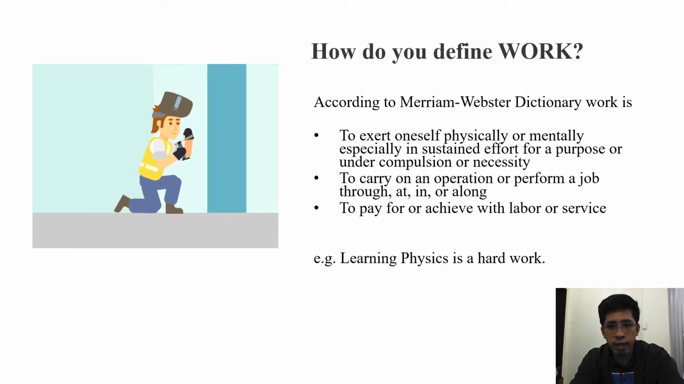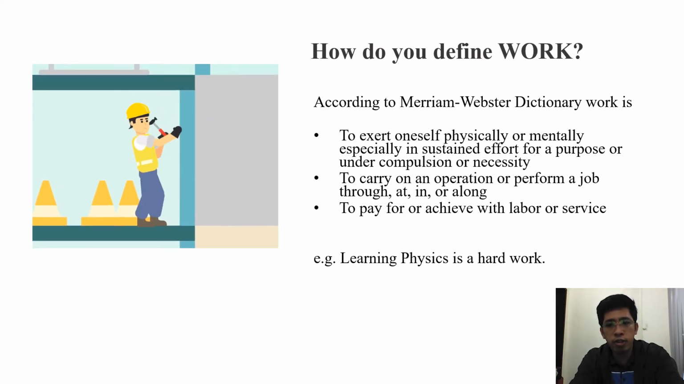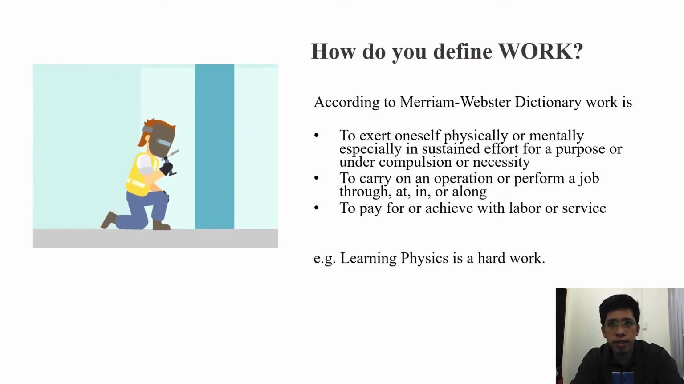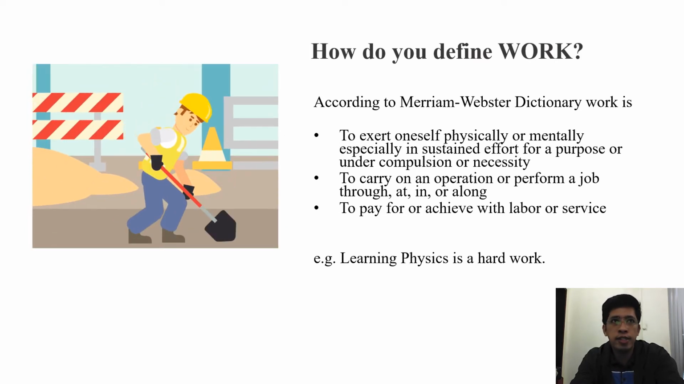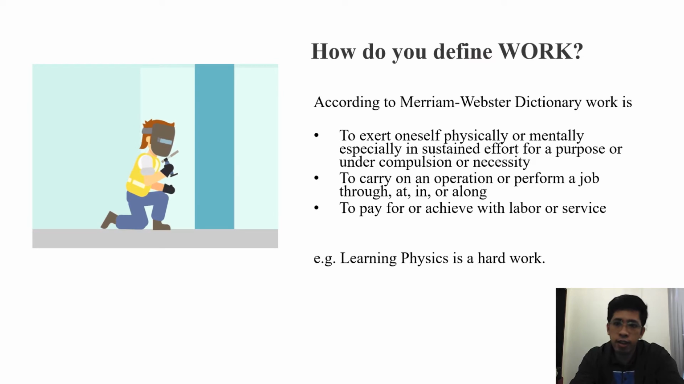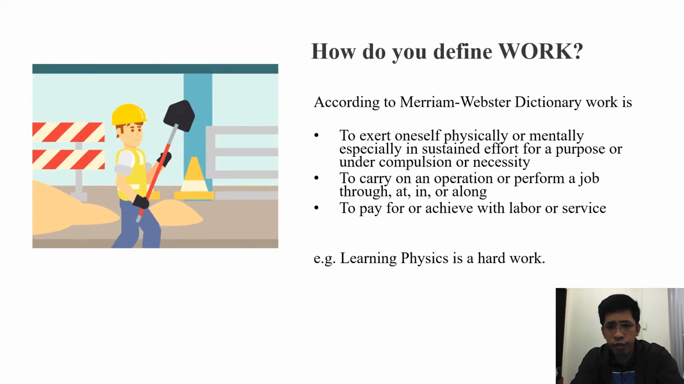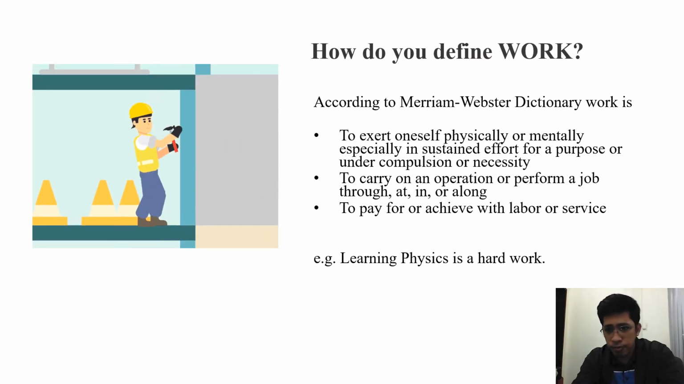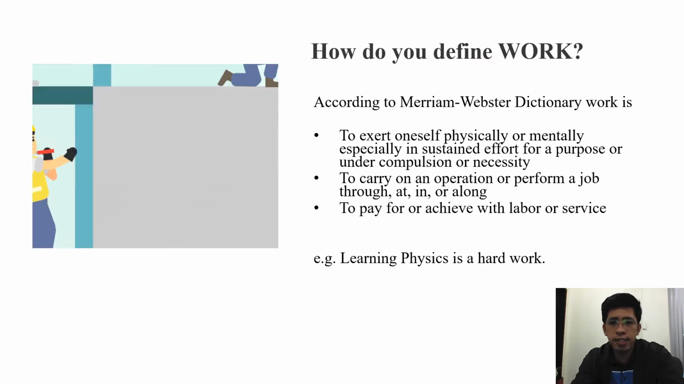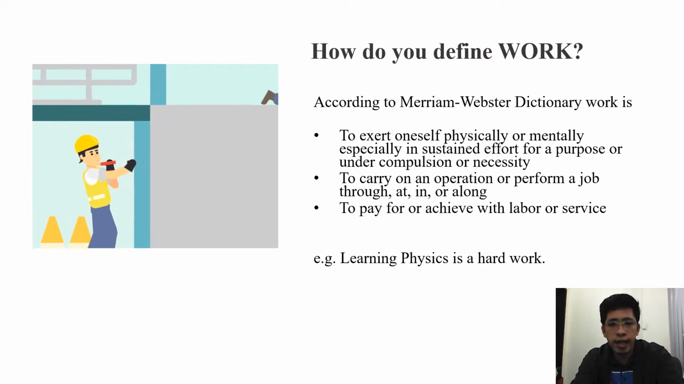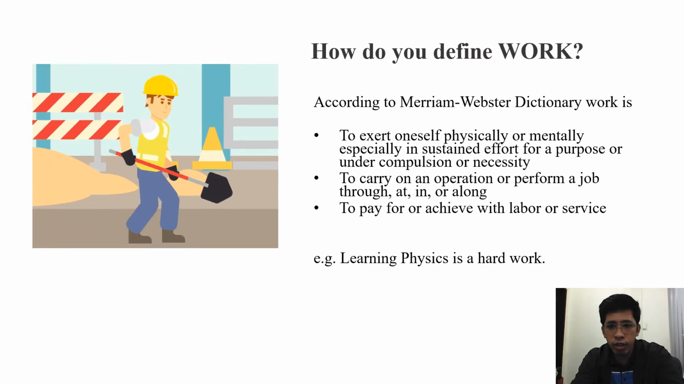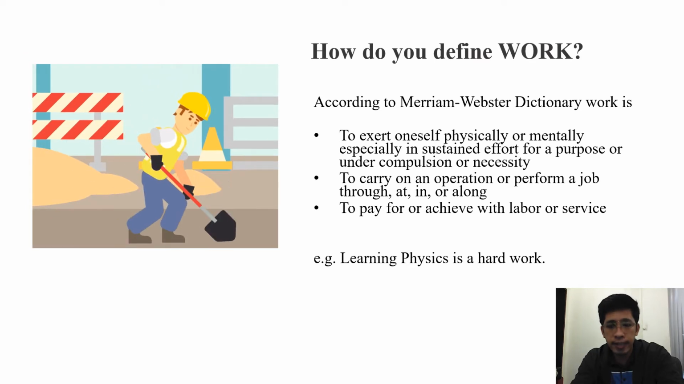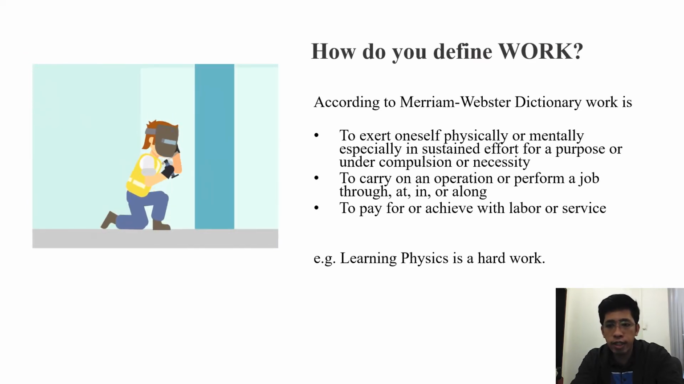Or in our everyday language, when we talk about work, it means something that we do. For example, something we do for a living or something that we are doing now. So what are you working on? Something like that. Like, for example, learning physics is hard work. But in terms of physics, this is not our definition of work. And in the next slides, we're going to slowly get the definition of work in terms of physics.